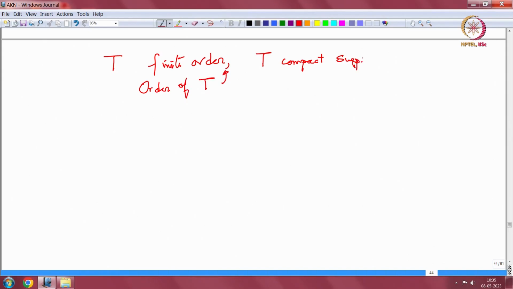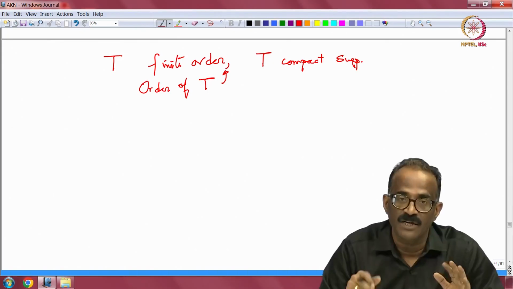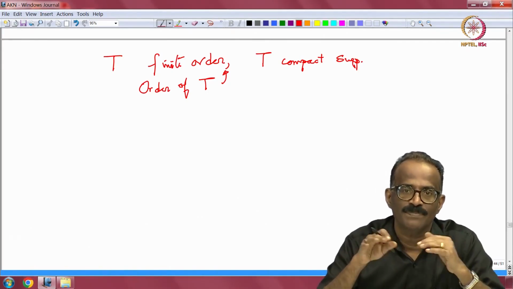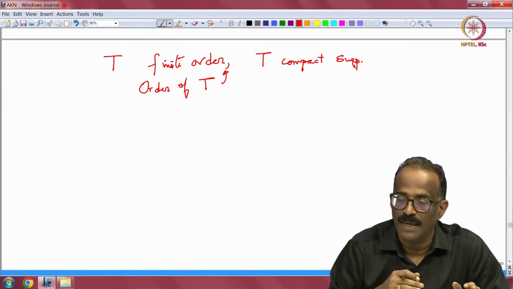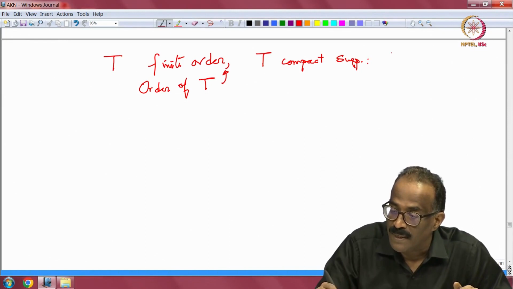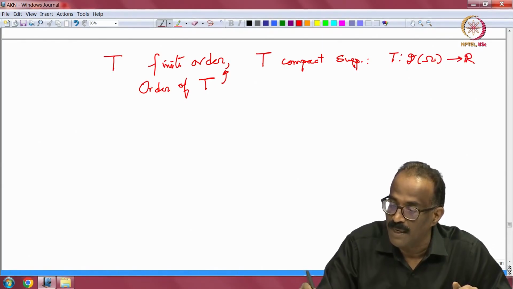So in the process of introducing support, the support is a subset of omega. Though T is defined on D of omega, the support is not a subspace or subset of D of omega, so keep that in mind. And we also saw that T is a distribution, from D of omega to R.